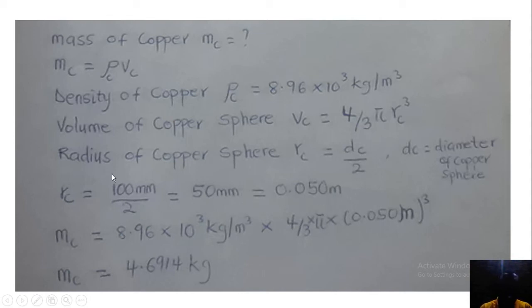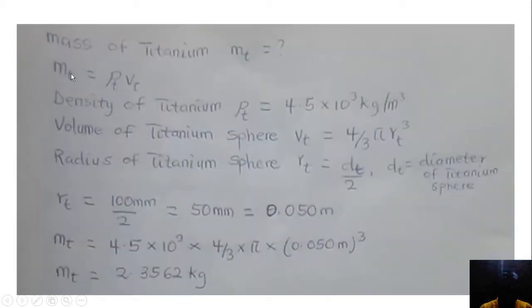Then you put in the values of the density and the volume. So 8.96 times 10 exponent 3 kilogram per meter cubed for the density of copper, times the volume, 4 over 3 times pi times the radius cubed, which is 0.05 meter cubed, will give you the mass of the copper. And when you punch your calculator well, you will arrive at 4.6914 kilogram to be the mass of the copper.